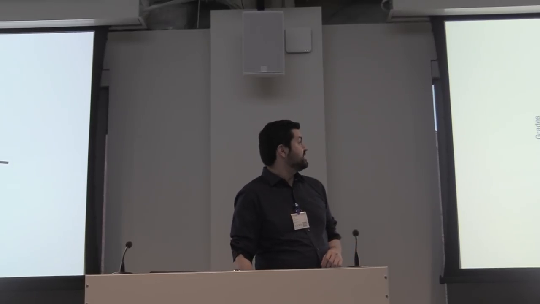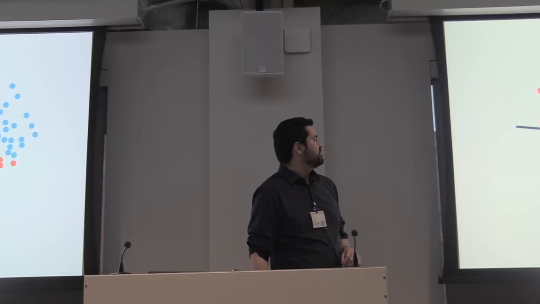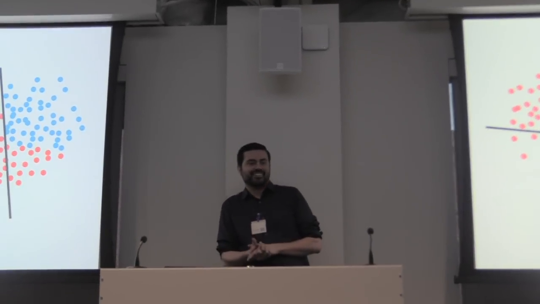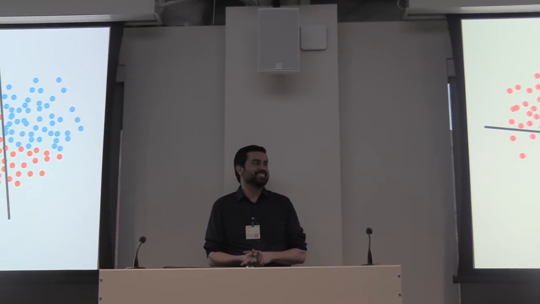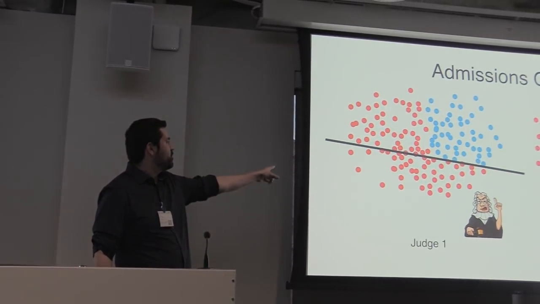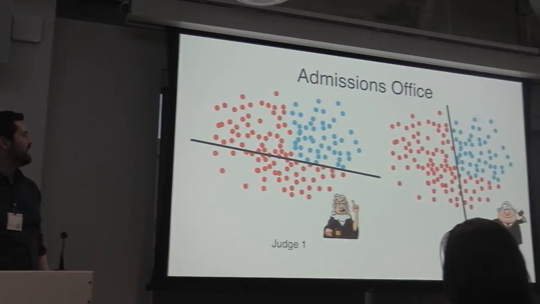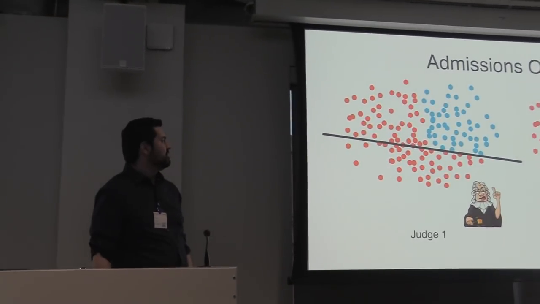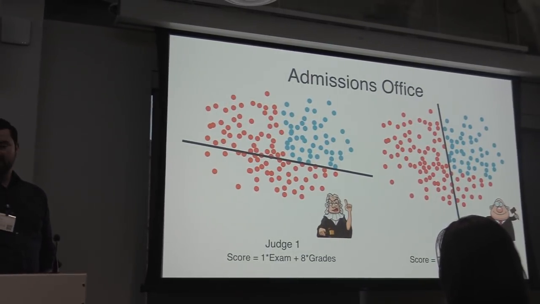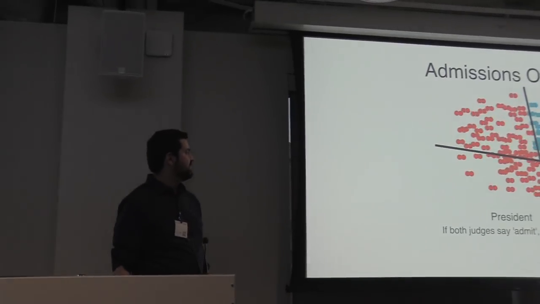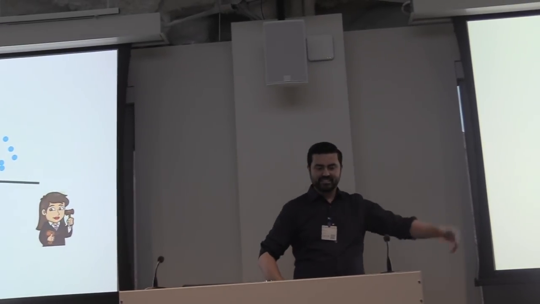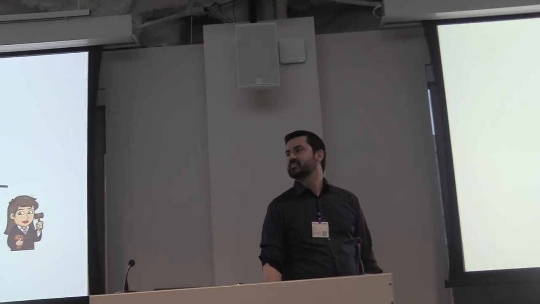So the idea is that these two rules given by these two lines just separate, and instead of having one person making the decision, we have two. I'll speak faster. We have judge one, who says, I'm going to put a lot more weight on, say, the exam, and judge two says, I'm going to put a lot more weight on the grades. Now, this is the formula for the first one, and this is the formula for the second one, and they get combined. And how do we combine them? Well, we have a president, and what the president does is she looks at the two judges, and she says, okay, if they both admit the student, then I admit, and if not, then I reject.